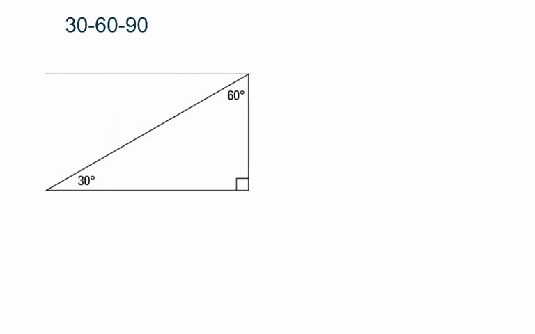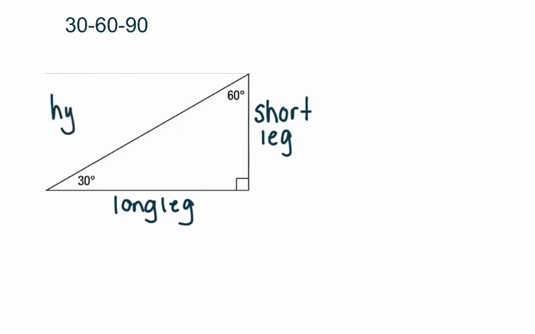The relationship that we have here is this is called the short leg, which is across from the 30-degree angle. We have the long leg, which is across from the 60-degree, and then of course the hypotenuse, which is always across from the right angle.